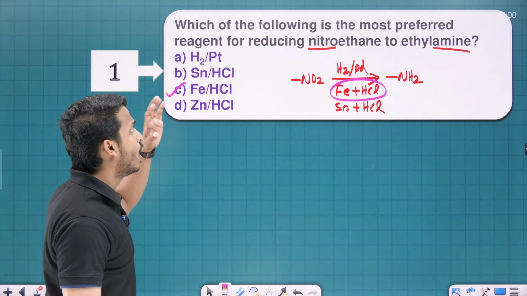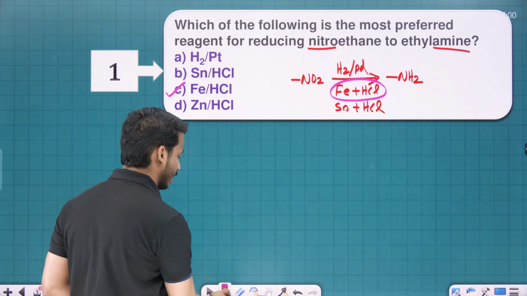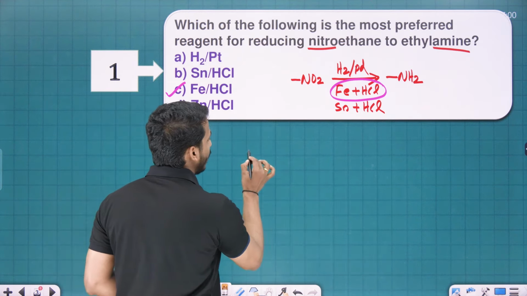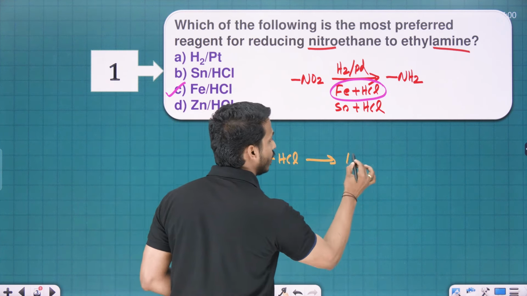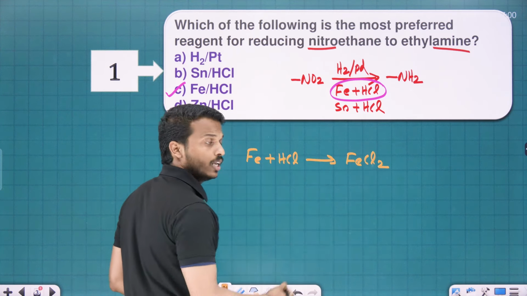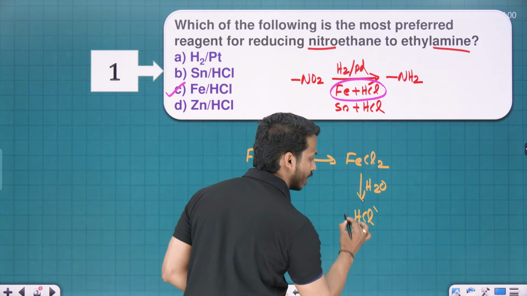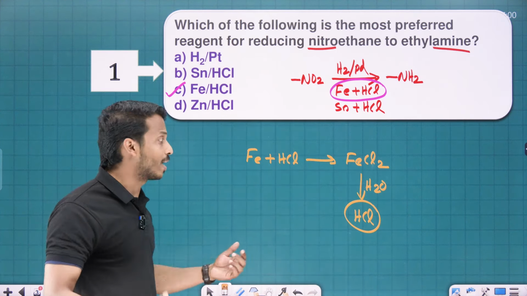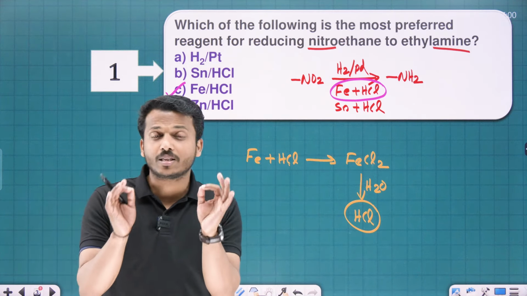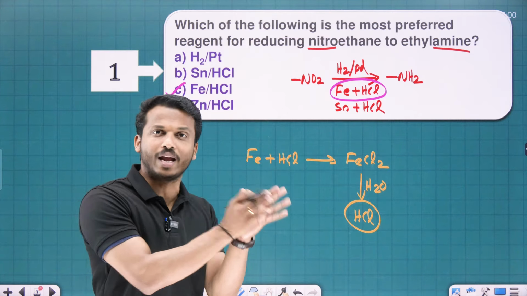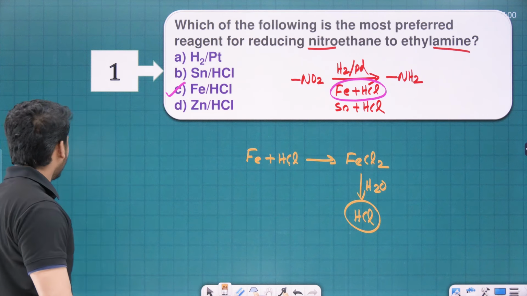Which of the following is the most preferred reagent? That is Fe and HCl. There is a reason. Normally when iron and HCl react, it first gives FeCl2. This FeCl2 again reacts with the water in the medium and gives HCl back. So in the beginning we have to use less amount of HCl. Therefore the best reagent to convert nitro group into NH2 is iron and HCl. Okay. Next question.